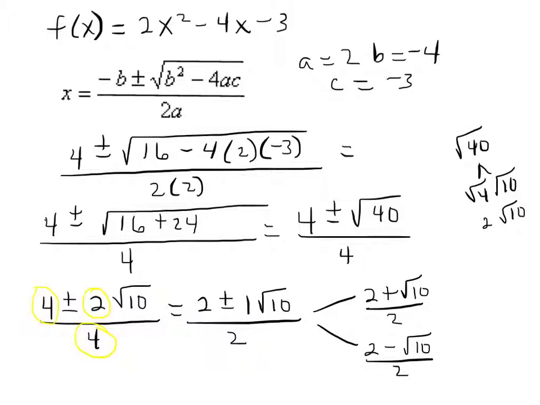And if I want to find the approximate answers here, I can take 2 plus the square root of 10 in my calculator and divide that answer by 2, and you get about 2.58. And if I do the second one, 2 minus the square root of 10, and divide that answer by 2, I get about negative 0.58. So my graph will cross my x-axis at approximately 2.58 and negative 0.58.